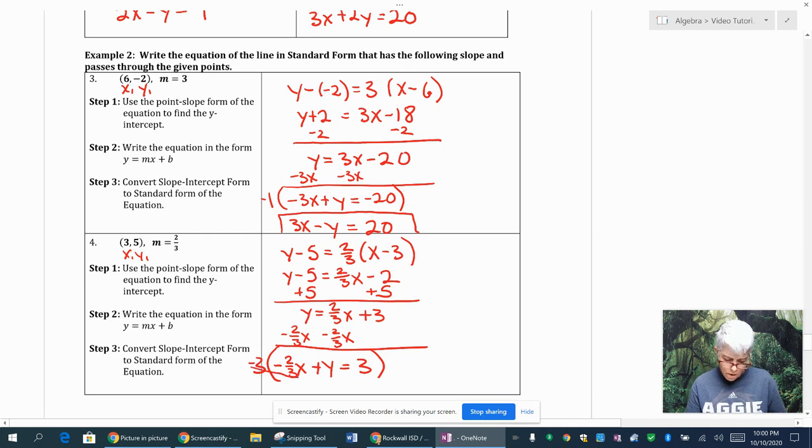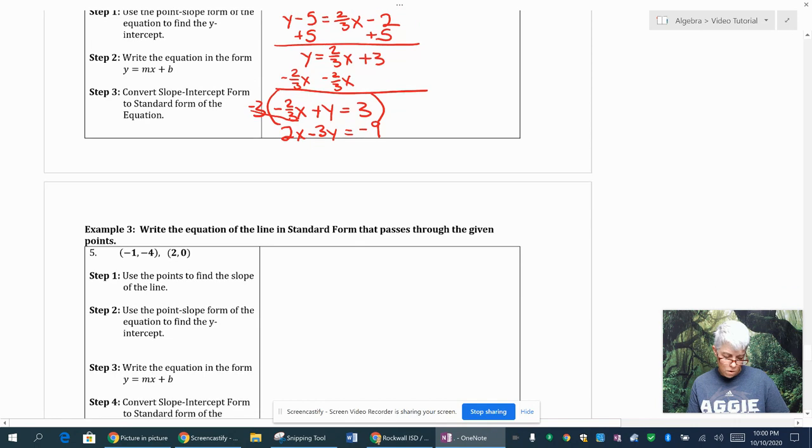That knocks that out. So this becomes a positive 2x. Then a negative 3 times y is negative 3y. A negative 3 times 3 is a negative 9. Don't forget to multiply all three terms. That's usually the biggest mistake that students have. All right, let's go on. I think that's it. No, we got another one.